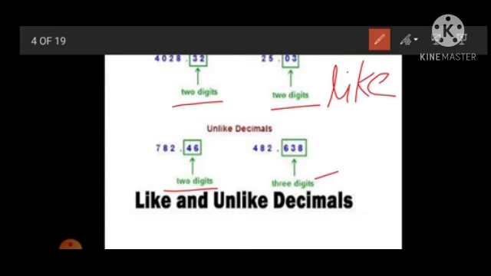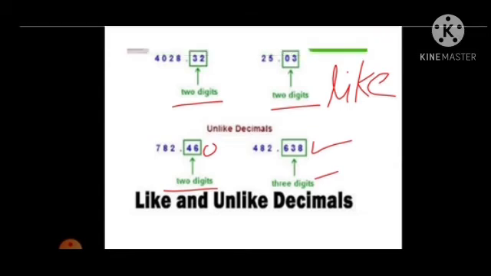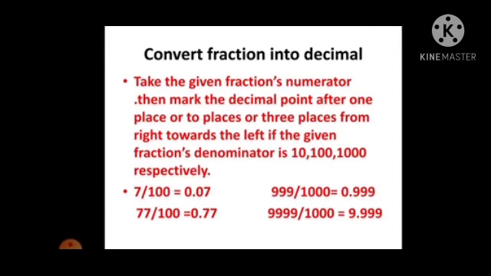So, here see, 782.46 has only 2 digits and the other has 3 digits. So, we want this decimal number 782.46, we add 0 here. So, we converted into like decimal. Okay. Now, next example. Convert fraction into decimal.